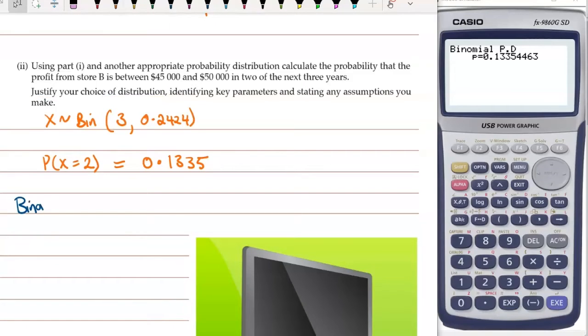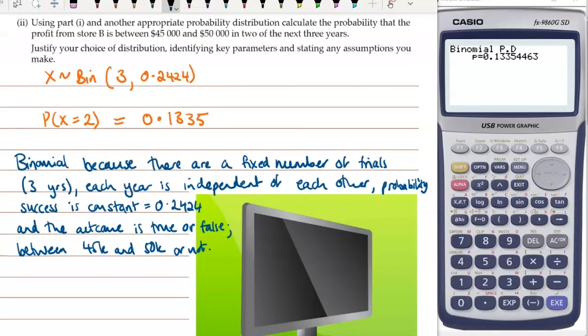So binomial, because, run through FIST in context. There are a fixed number of trials, which is 3 years. Each year is independent of each other. The probability of success remains constant at 0.2424, and the outcome is either true or false. It's between the criteria that we've been given, or it's not.